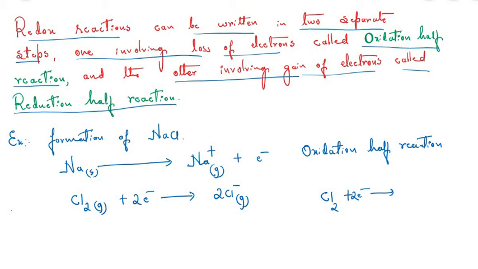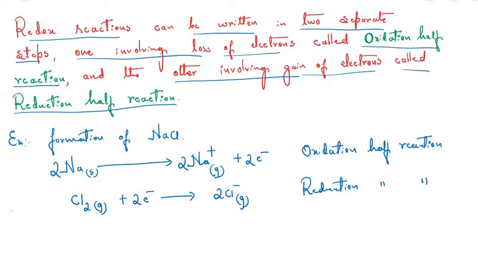So we already know that the total number of electrons lost or gained should be equal to each other. So therefore I'll be writing here 2 times with respect to sodium, so therefore it becomes 2 Na+, and here it becomes 2 electrons. And now this reaction is called the reduction half reaction.